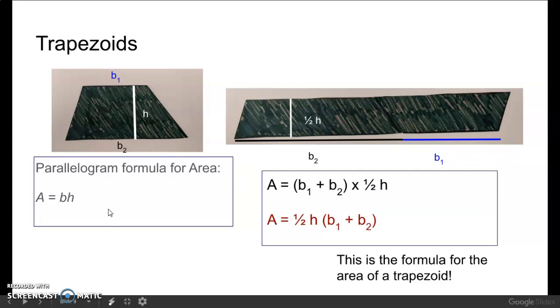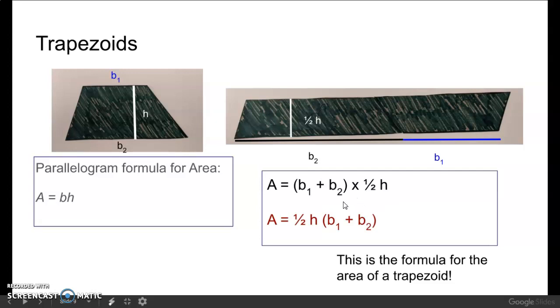All right, so we're going to go back to our formula for area. The area of a parallelogram is base times height, and we're going to use that to figure out the area of this trapezoid that we have now cut so it makes a parallelogram. All right, so the base is B1 plus B2. Right, I just changed the order around of those, but it's the same, times half the height. This is the base times the height.